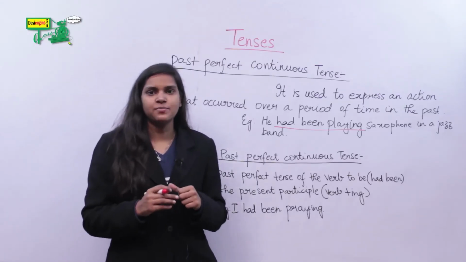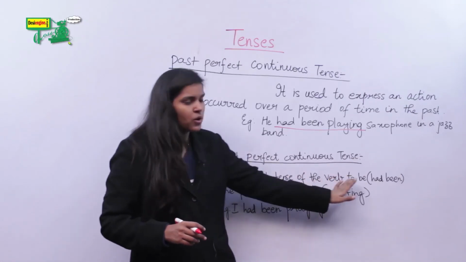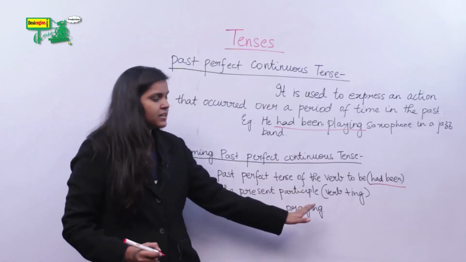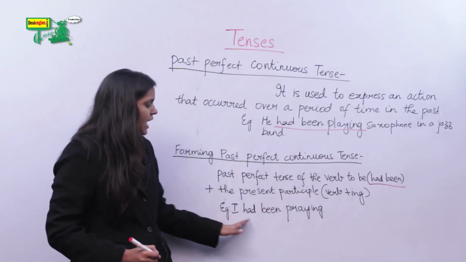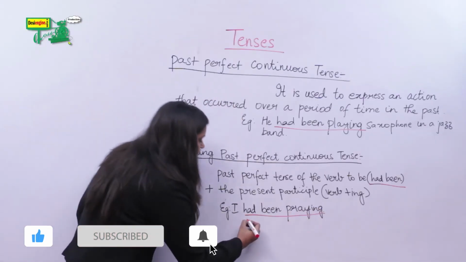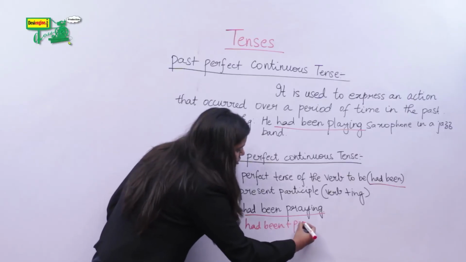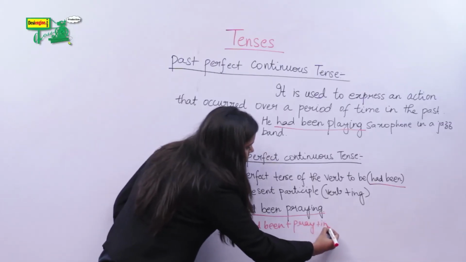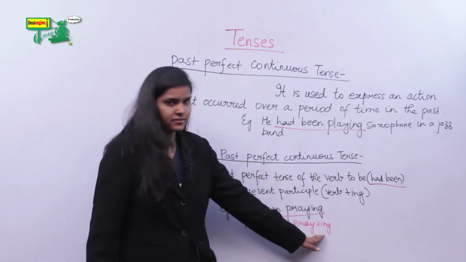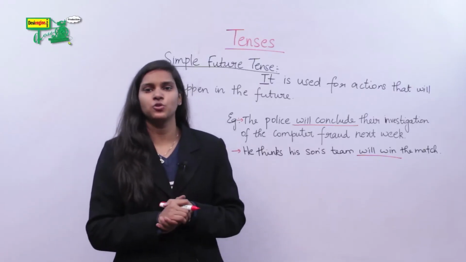Now, the forming of past perfect continuous tense. It is formed by adding the past perfect tense of the verb to be, that is had been, plus the present participle. For example, I had been praying. Had been plus pray, which is the main verb, plus ing, which makes it the present participle of pray, praying. Had been praying. Let's discuss the different kinds of future tense.